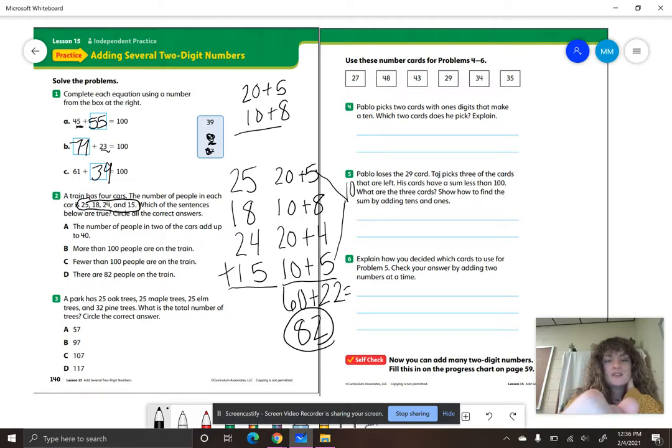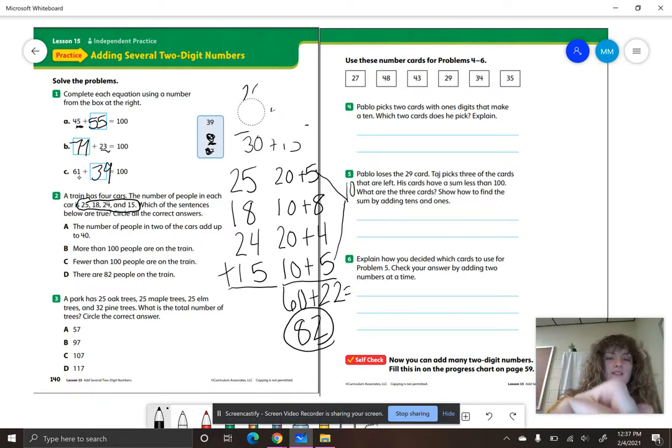If I put those together, 5 plus 8 is 13, and 20 plus 10 would be 30. Okay, so in 2 cars, 30 plus 13, that would be 43. So that is not true, right?